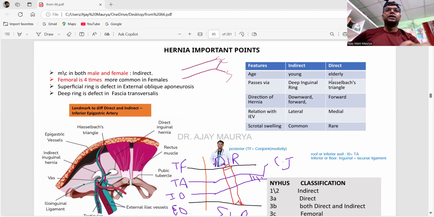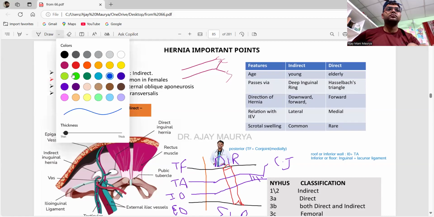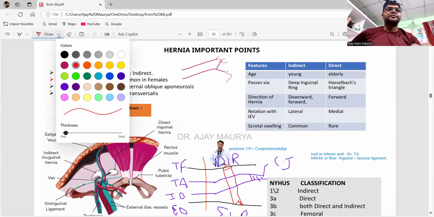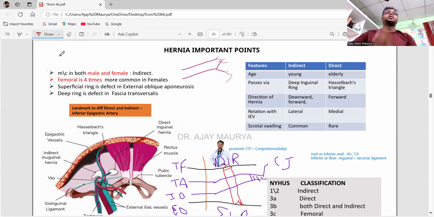The next slide is the 85th one. We are going to learn about the hernia important points. Here, the first one, how they are going to ask the questions: I think you know what is hernia. It is the protrusion of bowel into the abdomen, into the scrotum, or in the inguinal canal.